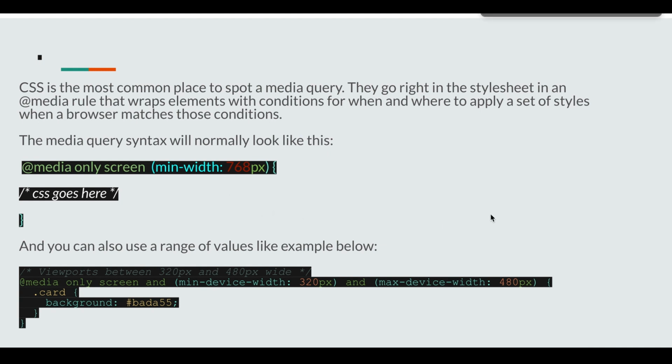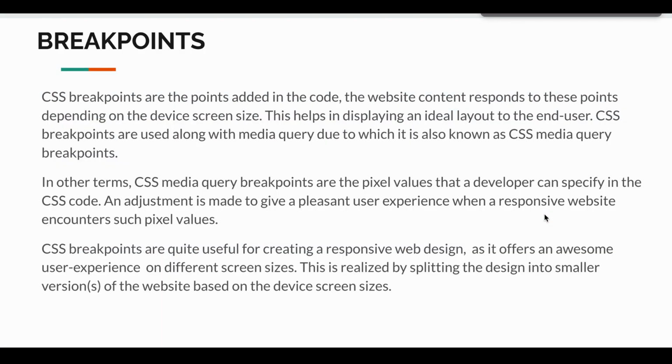So let's move forward. Now let's talk about breakpoints. In CSS, breakpoints are those points that you add in your code that make a website's content respond to the styling that you give to this point. This helps in displaying an ideal layout to the end user. CSS breakpoints are used along with media queries, due to which they are also known as CSS Media Query breakpoints. So if you're saying CSS breakpoints or CSS Media Query breakpoints, you're still talking about the same thing.